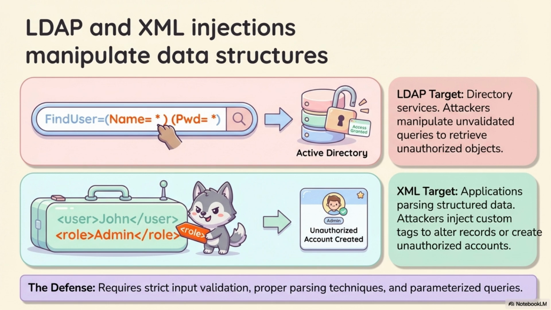Lightweight directory access protocol injection targets applications that use LDAP to query directory services such as Microsoft Active Directory. LDAP defines the format and method for querying objects like users and computers in a directory database. If an application constructs LDAP queries directly from user input without proper validation, an attacker may manipulate the query to retrieve unauthorized information. Input validation and parameterized queries are essential defenses against LDAP injection.